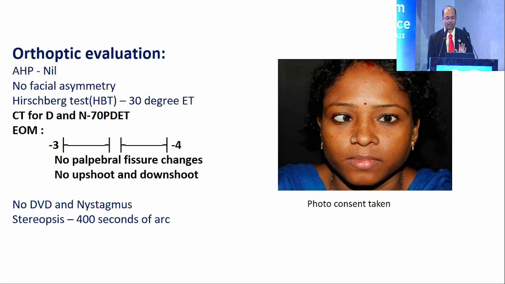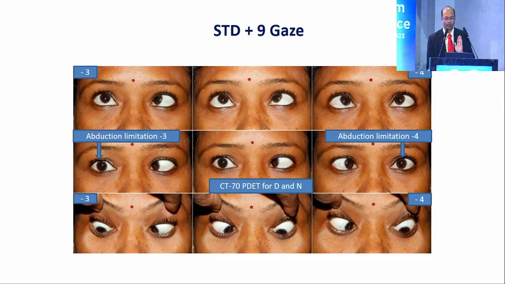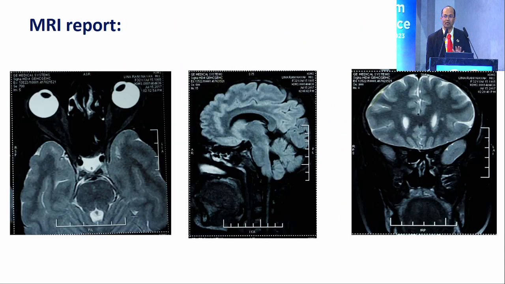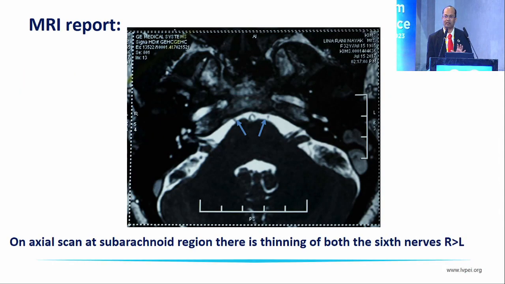This is the last case, just a similar case, but a congenital onset. This is a bilateral congenital sixth nerve palsy. You can see a gross motility limitation, old photographs show it since birth. Pretty sure on imaging, we have seen that the lateral rectus has gone into a little bit of disuse atrophy, and you can appreciate that there is a bilateral thinning of sixth nerve.